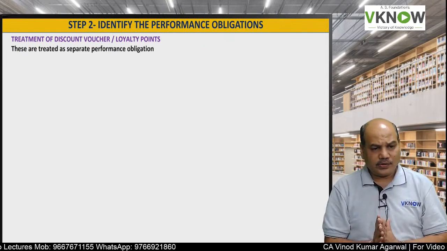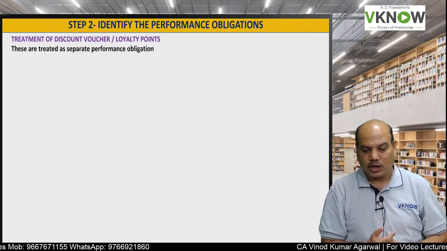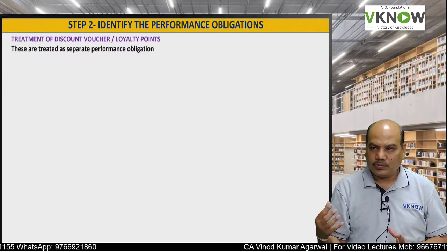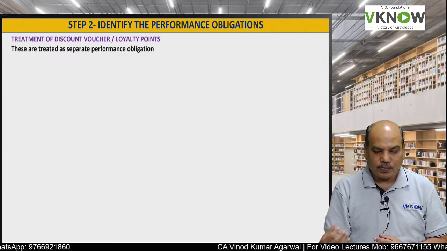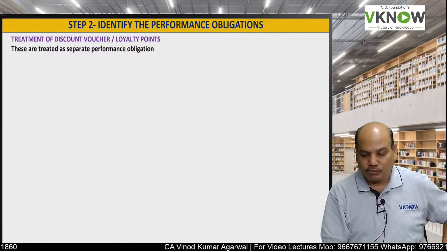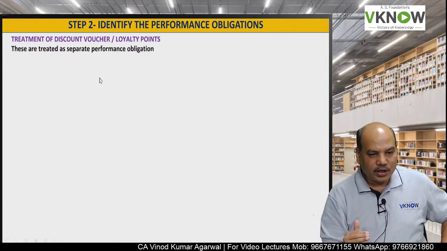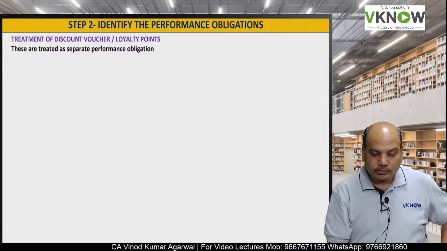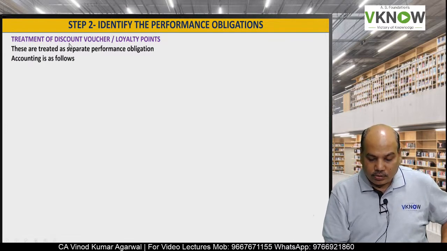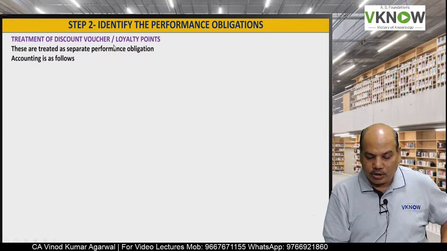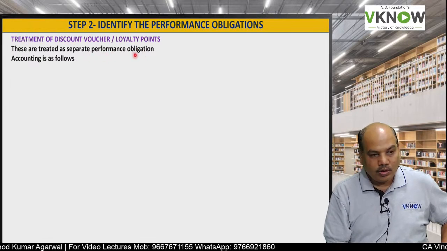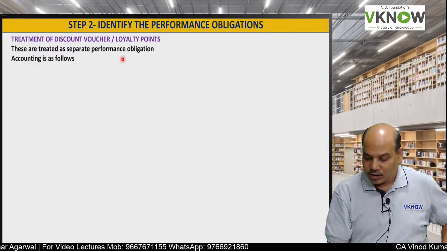One typical question comes in the exam about the accounting treatment of discount voucher or loyalty points. Nowadays when you go to a shopping mall or even online, when you buy something you also get a discount voucher, coupon, or loyalty points which you can redeem at a future date. So what is the treatment for that? I have made a small summary, very useful to you. These are treated as a separate performance obligation, because you are promising to supply goods or service at a later date at a discount.